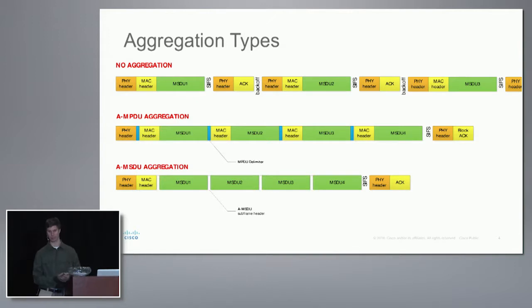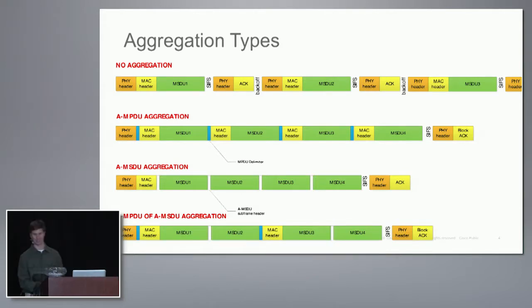But the best way, the most efficient aggregation, is AMSDU aggregation. It has the most upside, but as I'll show on the next slide, it also has the most downside. So you basically think of this like long frames over the air. Let's assume each MSDU is 1,500 bytes. So this will be a 6,000 byte frame over the air, which is great when it works.